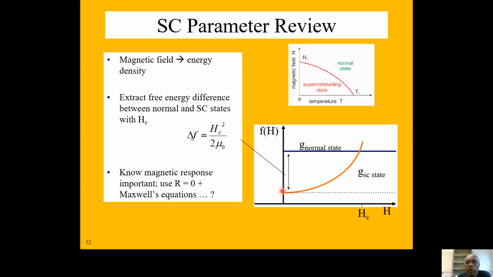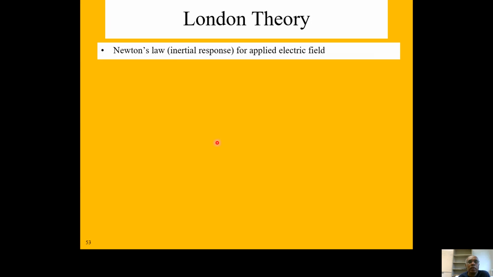So at H equals 0, that difference is basically the magnetic energy, given by B squared over 2 mu. That's an important thing to remember. Now let's start talking about the London theory of the superconductor.